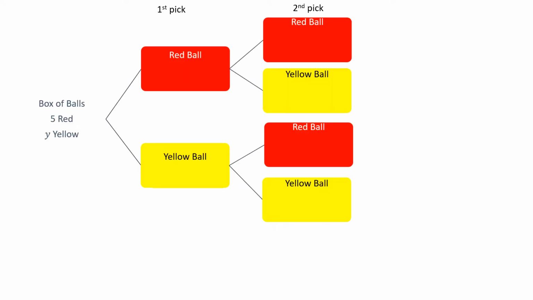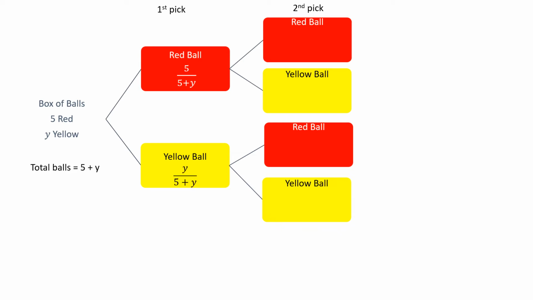We have 5 red balls and Y yellow balls, so in total we have 5 plus Y balls. On the first pick, we have 5 red balls and a total of 5 plus Y balls. So that makes the probability of picking a red ball 5 over 5 plus Y. Instead, if we pick a yellow ball first, the probability is Y over 5 plus Y.